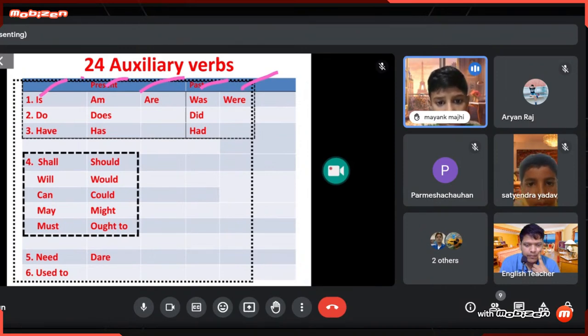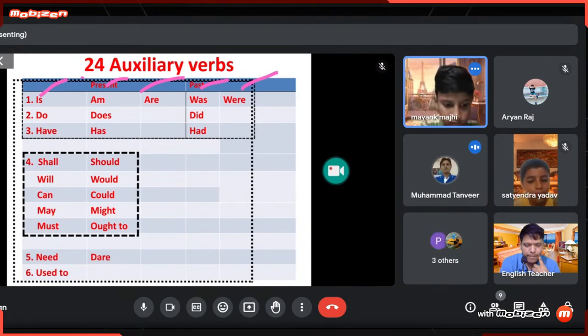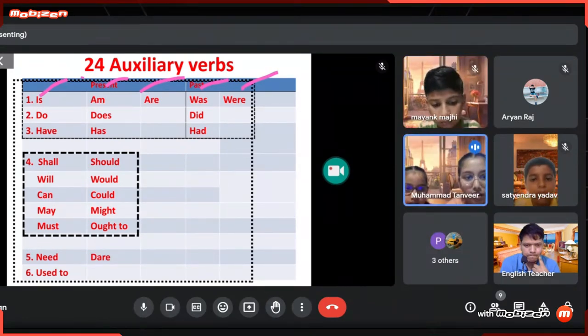Is, am, are, was, were, do, does, did, have, has, had, shall, should, will, would, can, could, may, might, must, ought to, need, dare, used to.